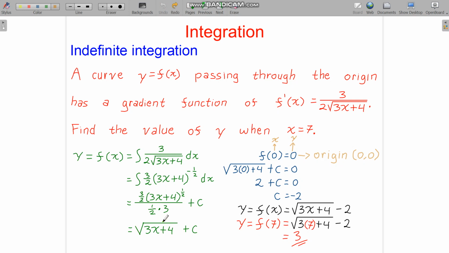Now the phrase passing through the origin means when the x is 0, the y is 0. So we can replace this x with 0 and this y with 0, and we can find the value of c. Now that we know the value of c, we know the function, and after we know the function, we can find the value of y when the x is replaced by 7, and it's 3.